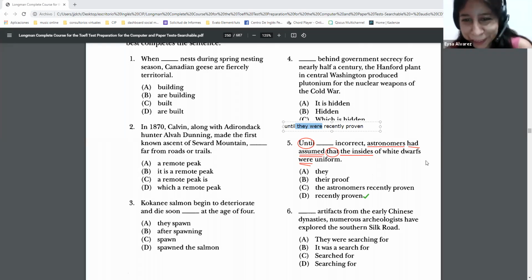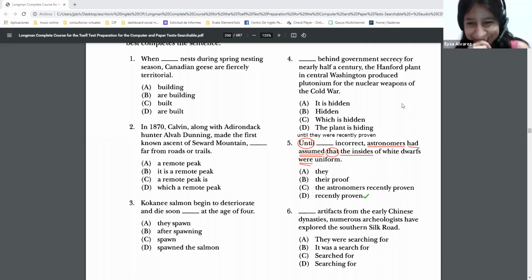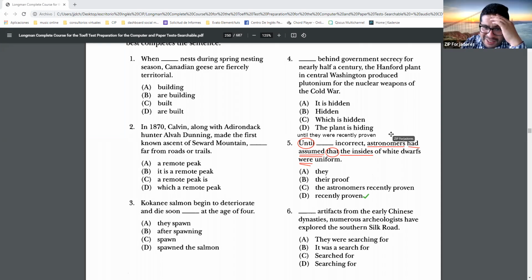But I'm a little bit confused about that. You mentioned that we are talking about the insights at the beginning. Why not astronomers? I think that we are talking about the astronomers. Hasta que fueron recientemente probados incorrectos. To me, I think that they are talking about the insights. But I think that it doesn't matter too much, okay?